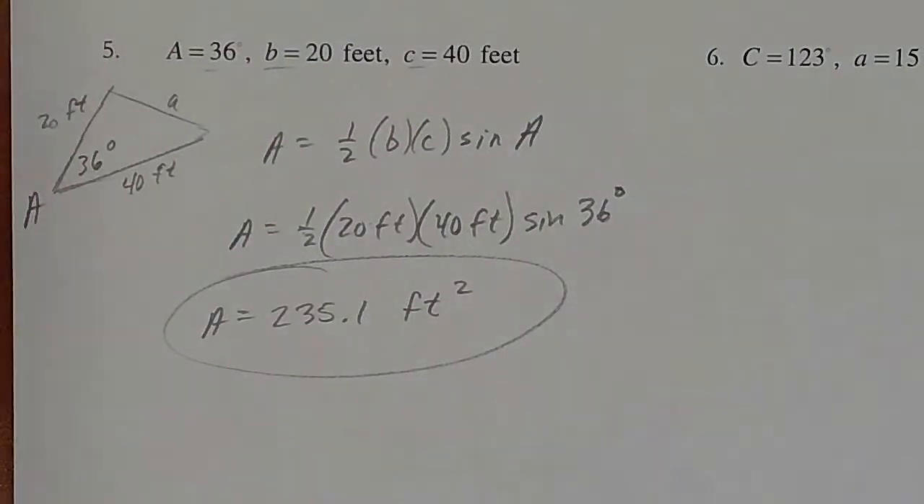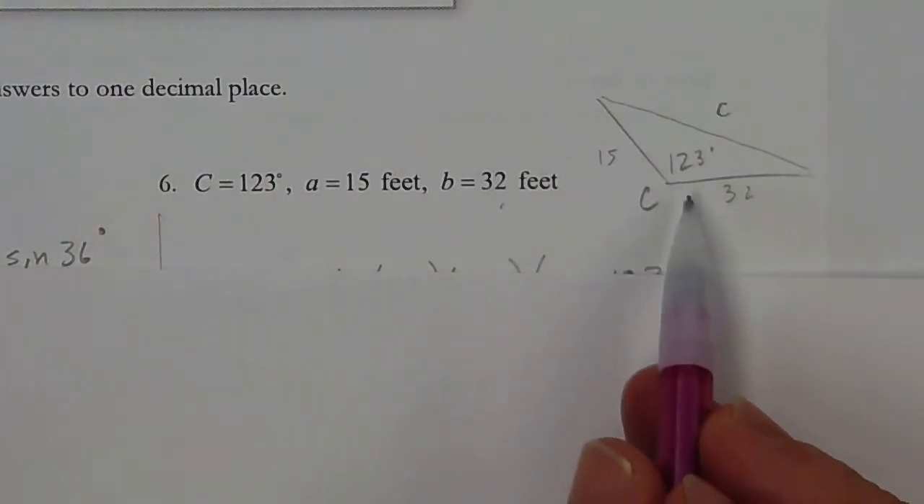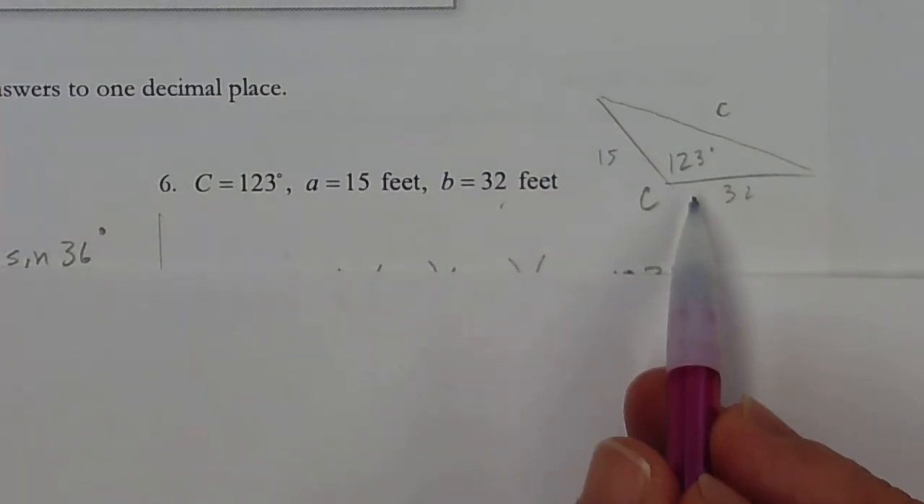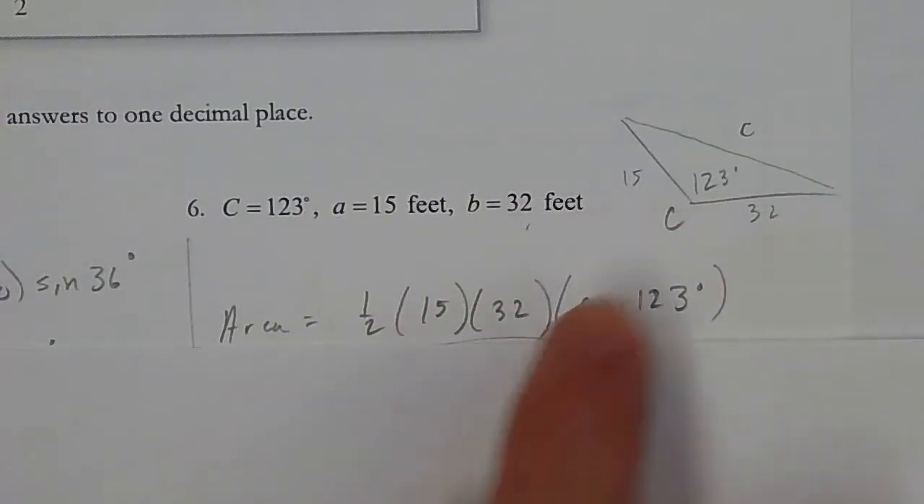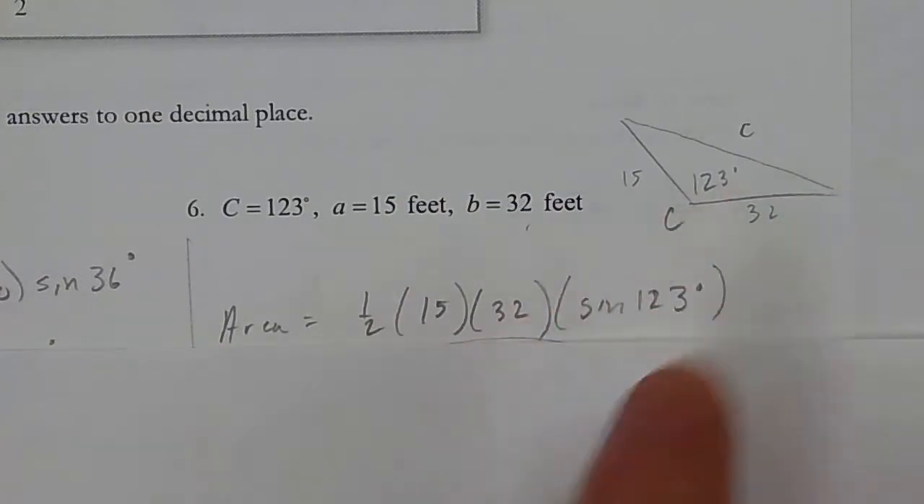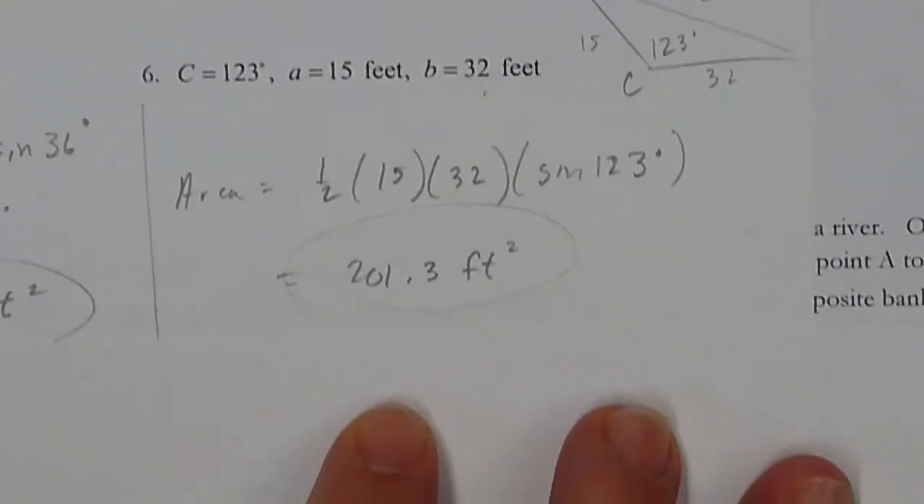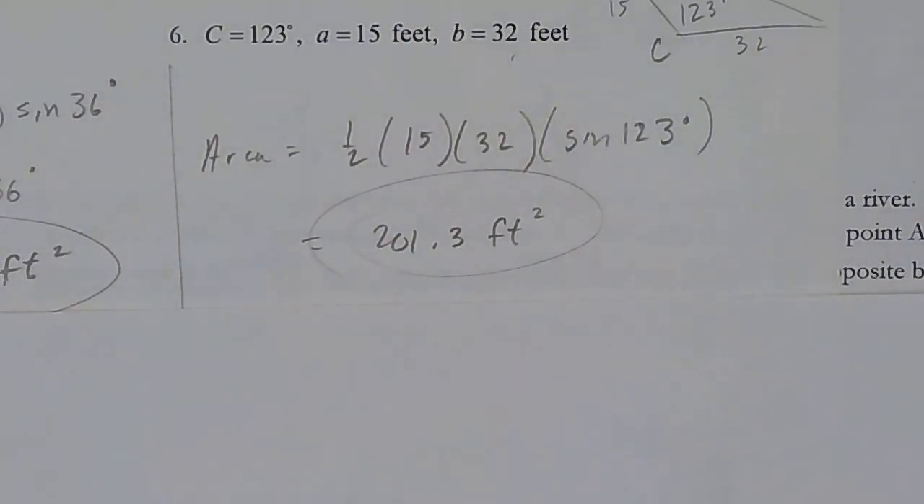Okay, your turn. Try number 6. All right, here's a diagram. If you want to see it, you don't necessarily have to do it. But you can see, again, it's two sides and the included angle. It just follows this pattern that we're going to do 1/2 times the product of these two sides in any order you want times the sine of the included angle. Dump it in your calculator. We get 201.3 feet squared. Okay.